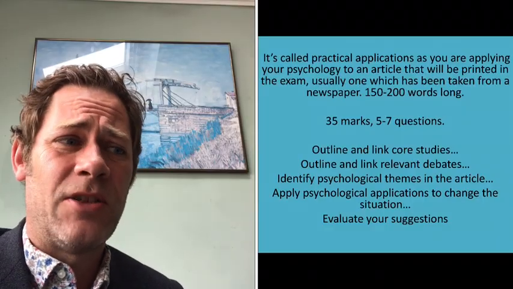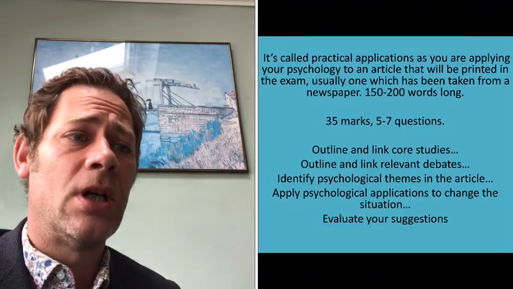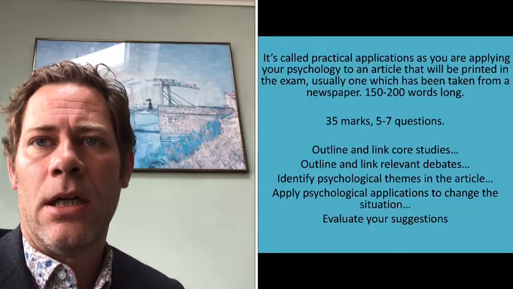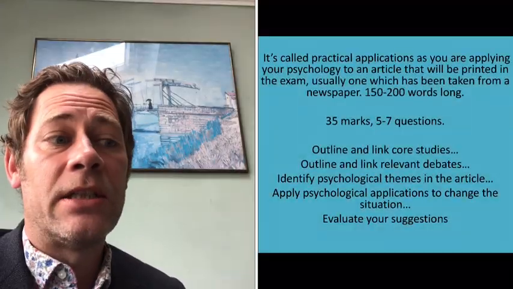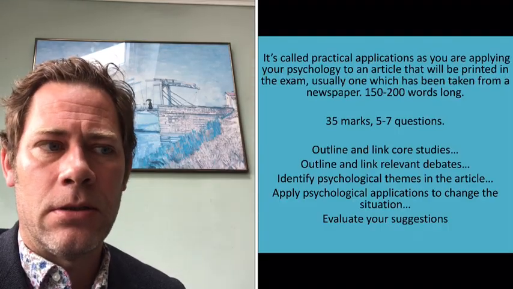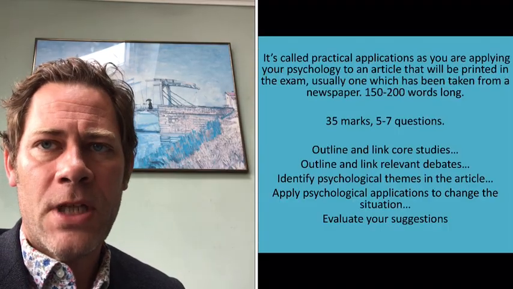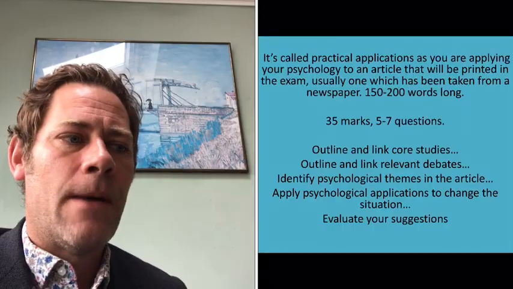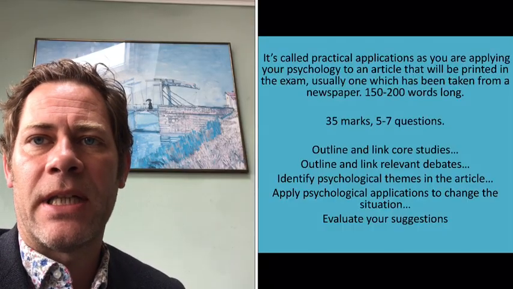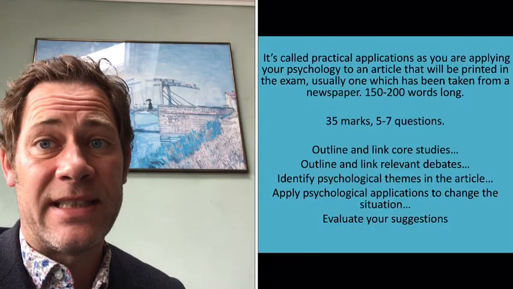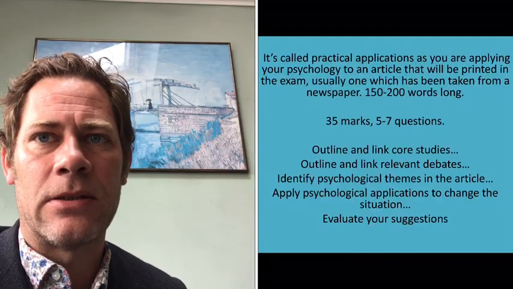The kind of things they'll ask you about is to outline and link core studies to the article, outline and link debate or debates, identify psychological themes in the article, of which more later, and then here are the two biggies: applying psychological applications, coming up with some sort of theory to change the situation that's described in the article, and leading that theory to suggestions that could actually be done, and then evaluating those suggestions. Between them, those will probably be over a third of the marks for Section C.